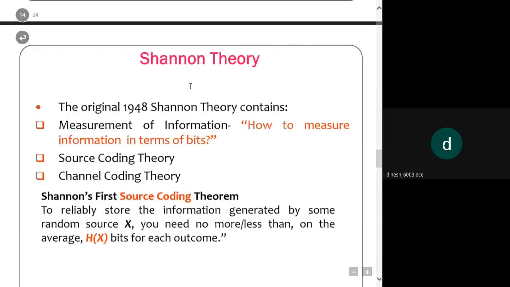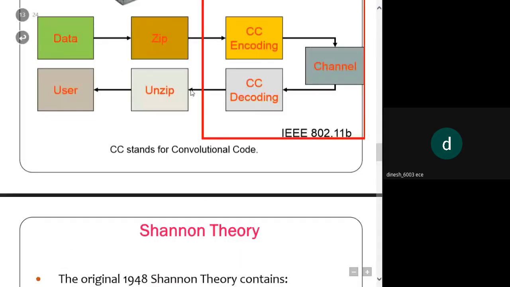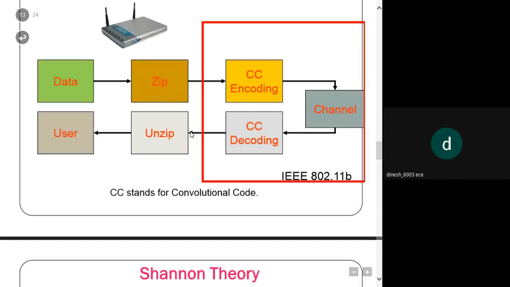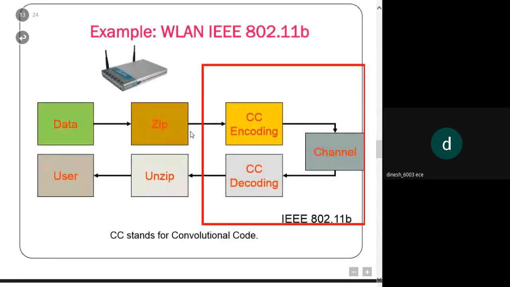Is there any doubt till these slides that I have shown you, in the relevant examples or in any of the introduction part? Sir, what is CC, sir? These all are introduction. Convolutional code. What is convolutional code, sir?